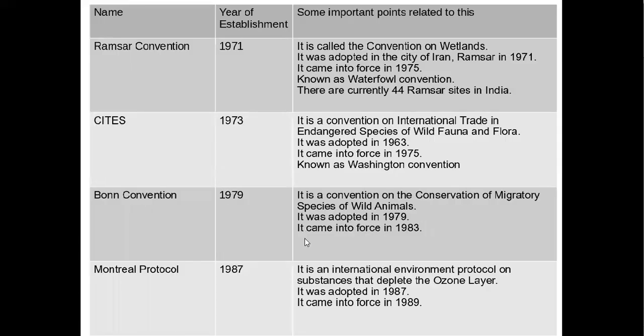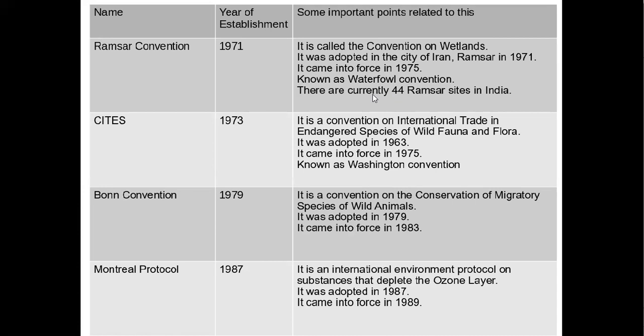Now we go one by one through the different conventions and protocols. First one is the Ramsar Convention. The Ramsar Convention is otherwise known as the Convention on Wetlands. It was adopted in the city of Ramsar, Iran, in 1971. That's why its name is Ramsar Convention. It came into force in the year 1975. It is also known as the Waterfowl Convention, and there are a total of 44 Ramsar sites in India. These Ramsar sites are very important, protected sites.